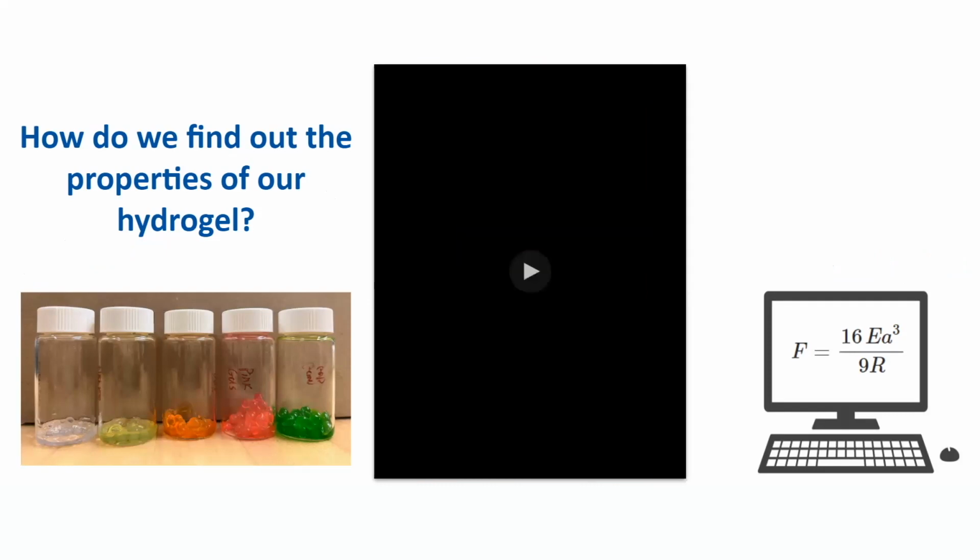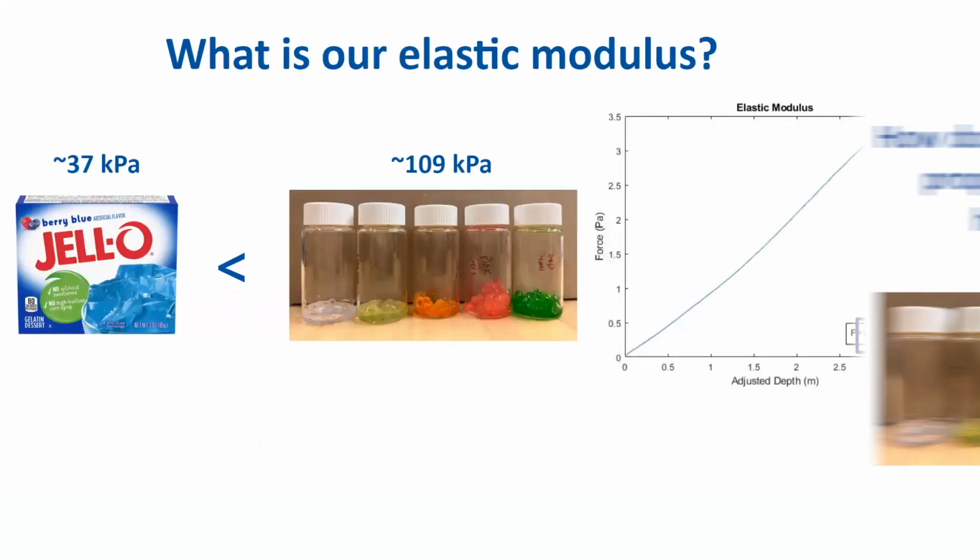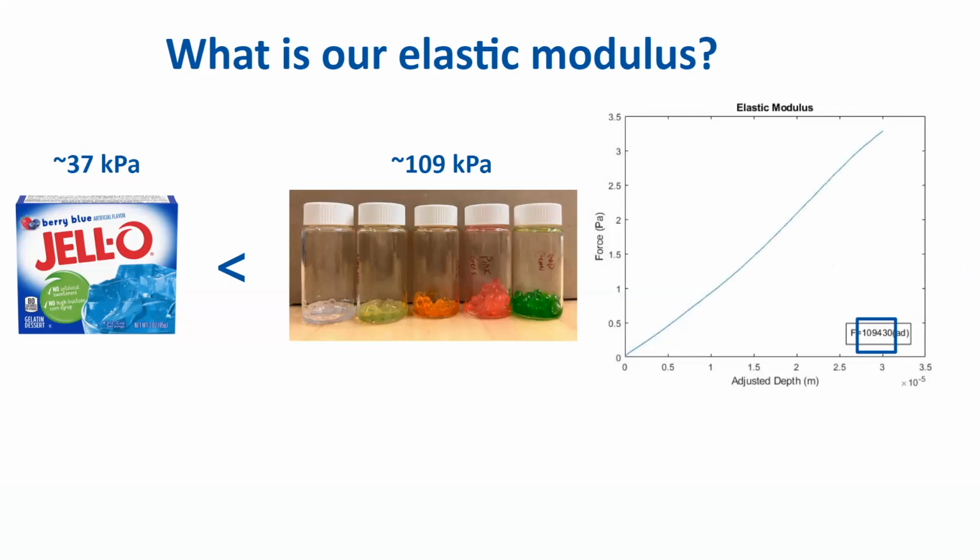One method is by using a custom mechanical test that indents the material we made and sends data to a computer. Using some quick math, we are able to transform the recorded data into the known materials property of elastic modulus. Now we can see what the data actually looks like in the form of a plot. On the right, you can see the plot shows force versus how far into the material we pressed. The slope of that line is representative of the elastic modulus. When we compare that to the recorded value of Jell-O, we see that our hydrogel is nearly 3 times as stiff.